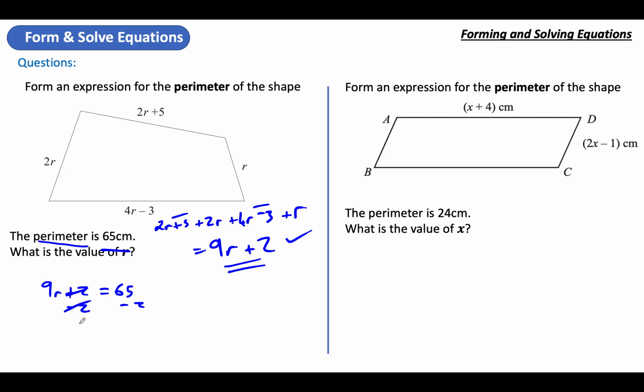2 take away 2 is nothing, so 9r is on its own. 65 take away 2 is 63. Yes, Murphy, I know. I don't want 9r though, I just want the 1. So divide by that number touching the letter, divide by the 9. Split it into 9 pieces. How many 9s in 63? There are 7. So r is equal to 7.